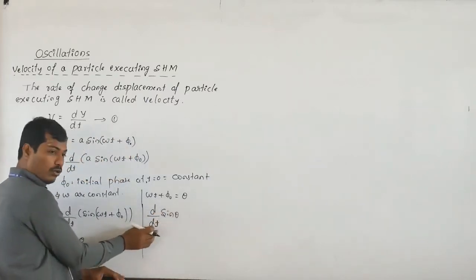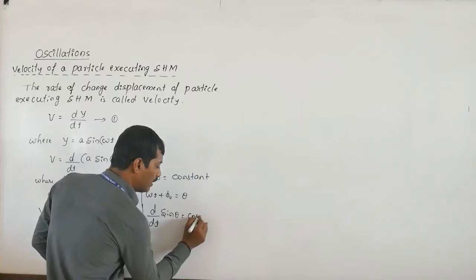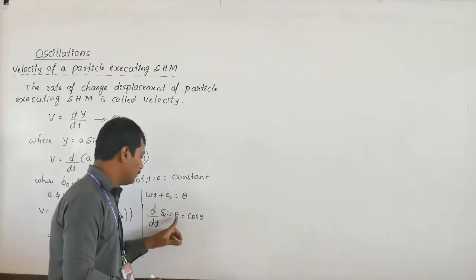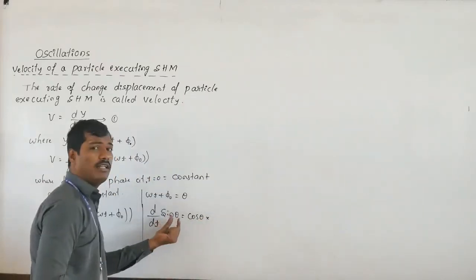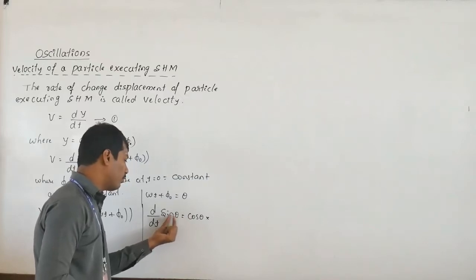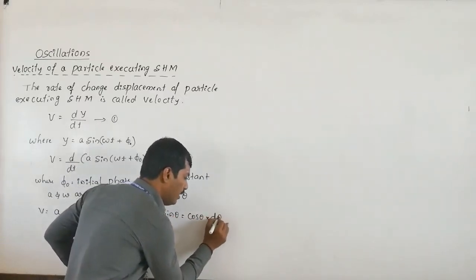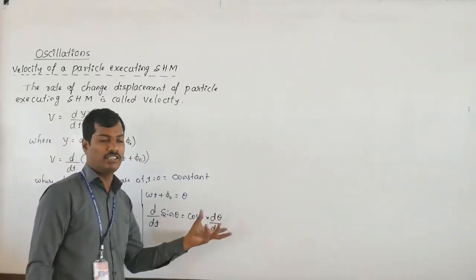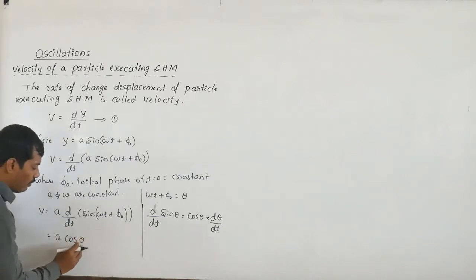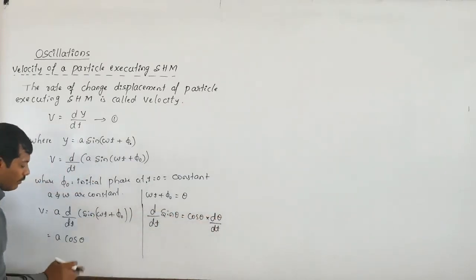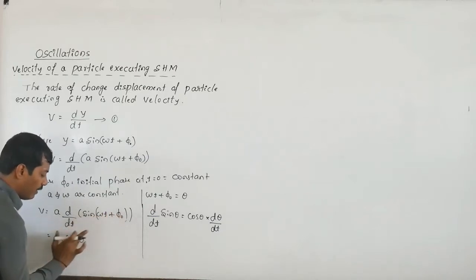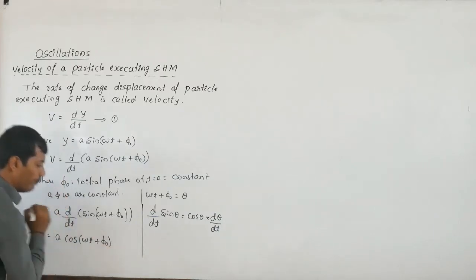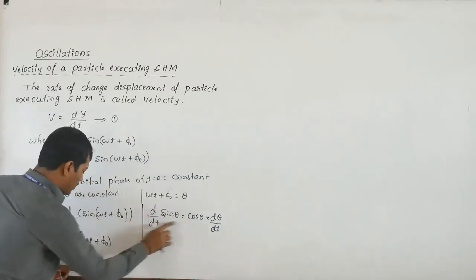Sin theta with respect to time is cos theta, but theta is not a term of t by itself; it is an inner variable. So we have to write d theta by dt, as in the chain rule. Next, we write d theta by dt, where theta means omega t plus phi naught. You write omega t plus phi naught inside the cos theta. Then cos theta is over.